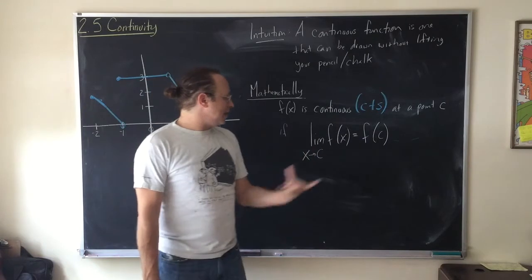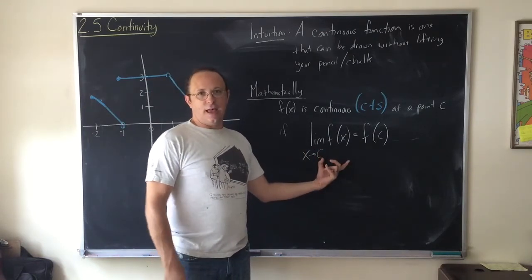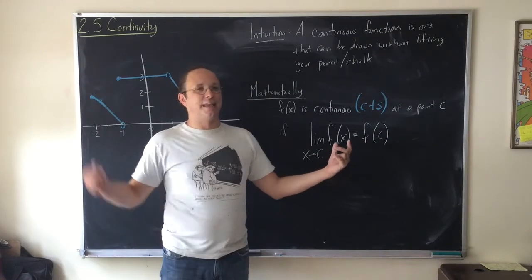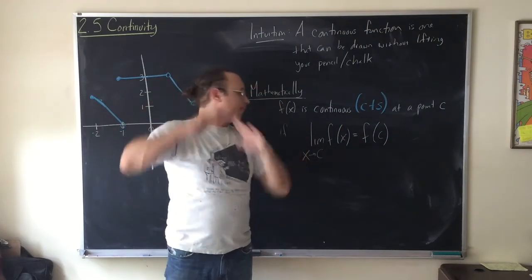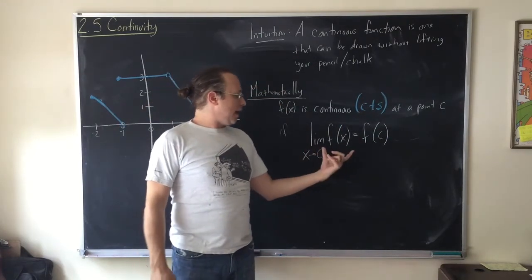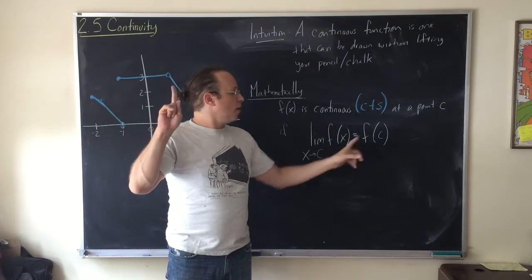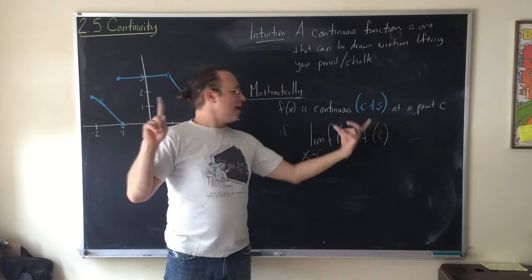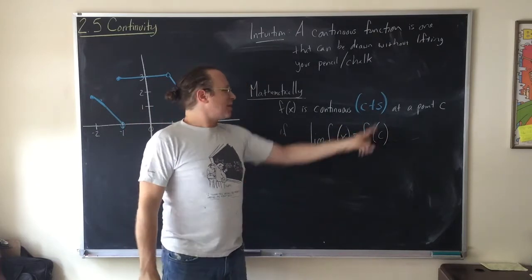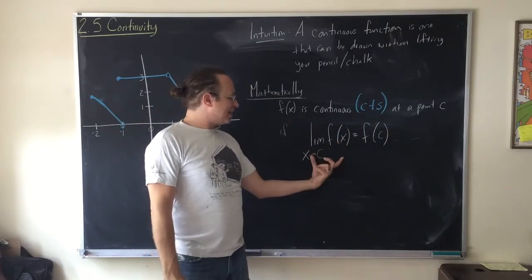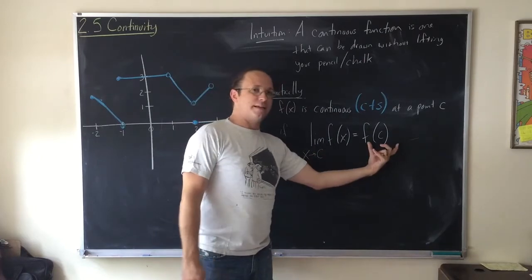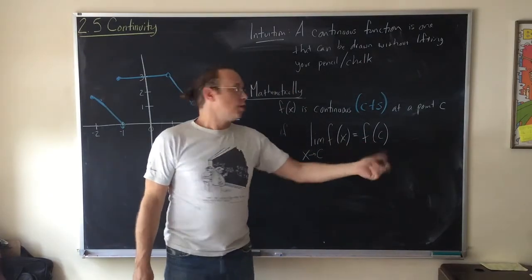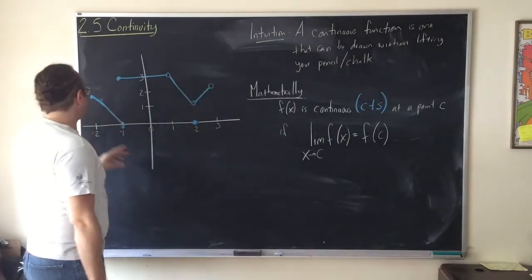Now this is actually 3 statements in one. The first statement is that this limit exists. And as we discussed in previous sections, the limit existing means the limit is the same from the left as it is from the right. So the limit has to exist, the function value has to exist, and they have to be equal to each other. So this is actually 3 requirements in one. This side makes sense, this side makes sense, and they're equal to each other.